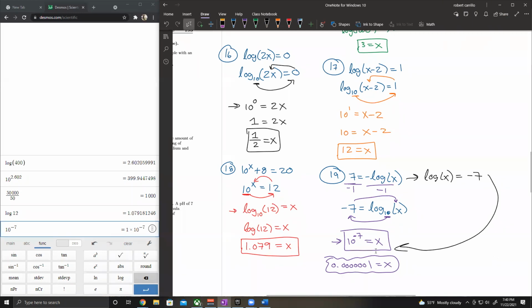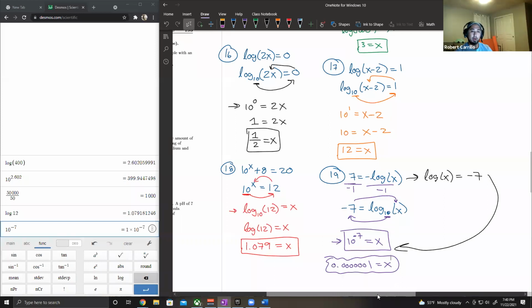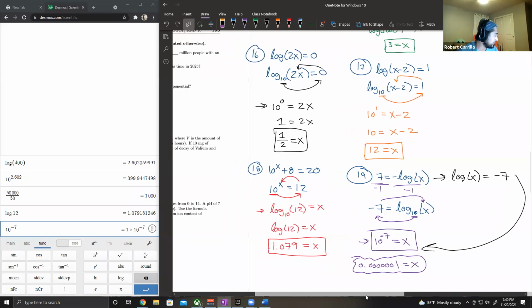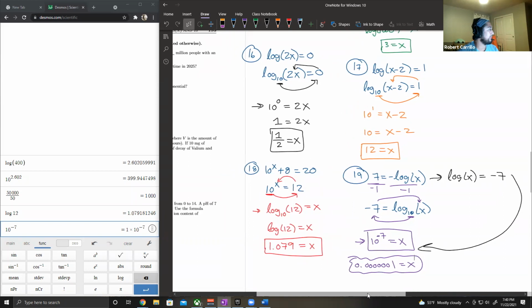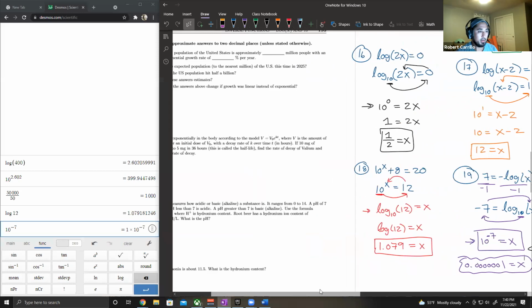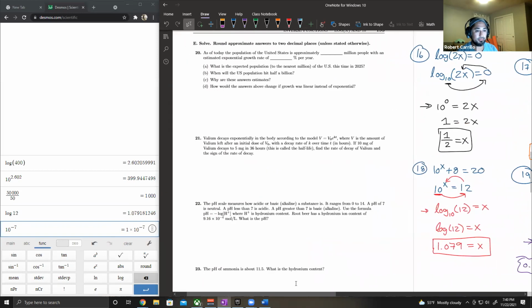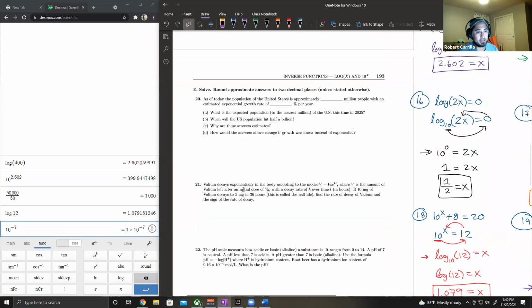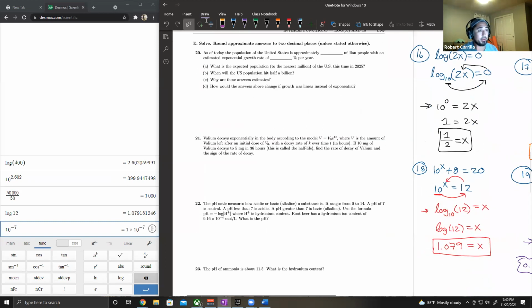Now on to the application problems. Everybody was good with these? Okay. We'll come back to number 20. That deals with the natural log and PERT. Today, we're just working with the common log. If we have time, we'll come back to number 20. I just want to stay focused on the common log and not switch it up yet.